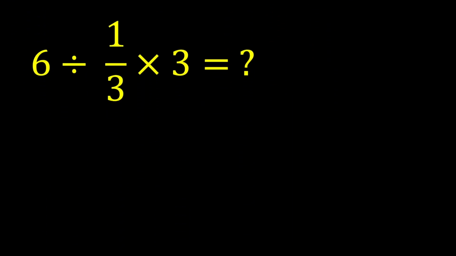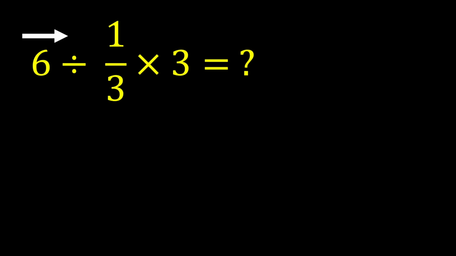6 divided by 1 over 3, multiplied by 3. In this expression, there is both multiplication and division. According to PEMDAS, since multiplication and division have equal priority, we move from left to right, and whichever operation we reach first, we perform it first. Now, in this expression, if we move from left to right, we reach the division first. So, we first perform the division, and then, perform the multiplication.